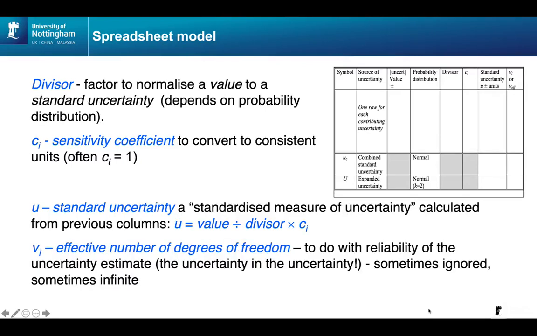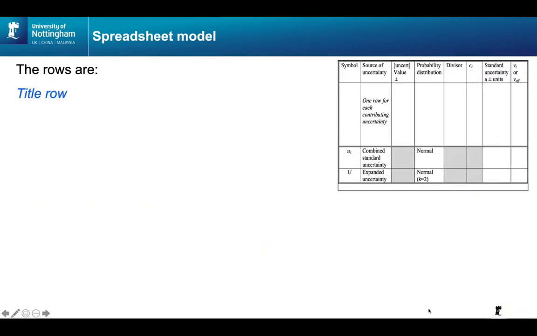Then we have a last term, which is the effective number of degrees of freedom. I'm just going to say, just ignore that. That's a term which gives you uncertainty in the uncertainty. Sometimes it's ignored. Sometimes people put that it's infinite, which is effectively ignoring it. But we'll cover that later. Just ignore that column for now.